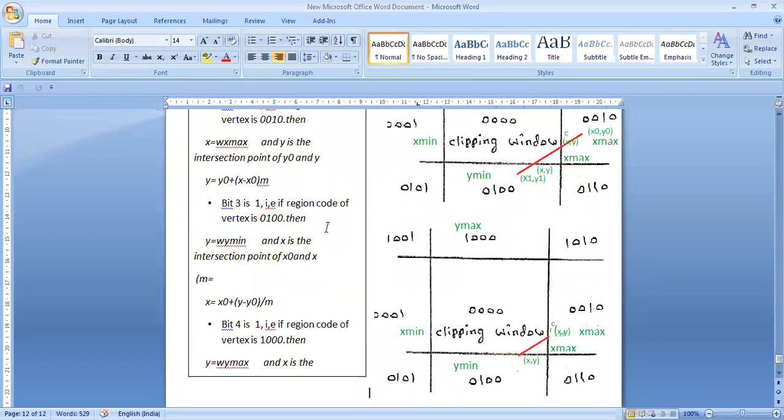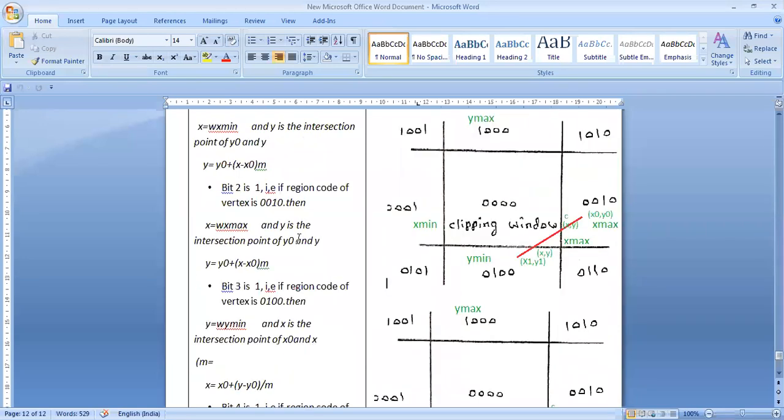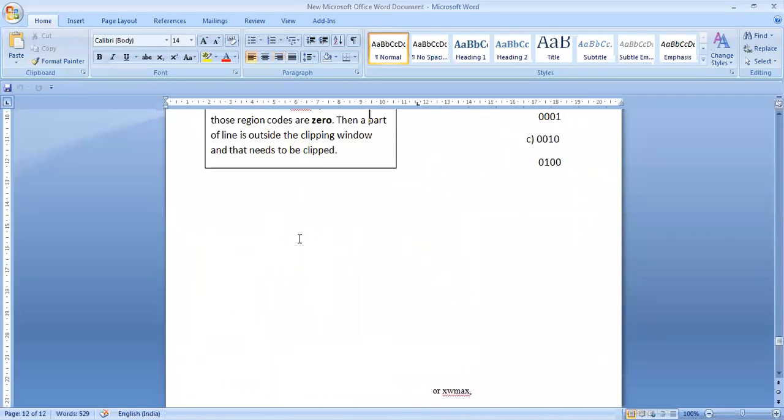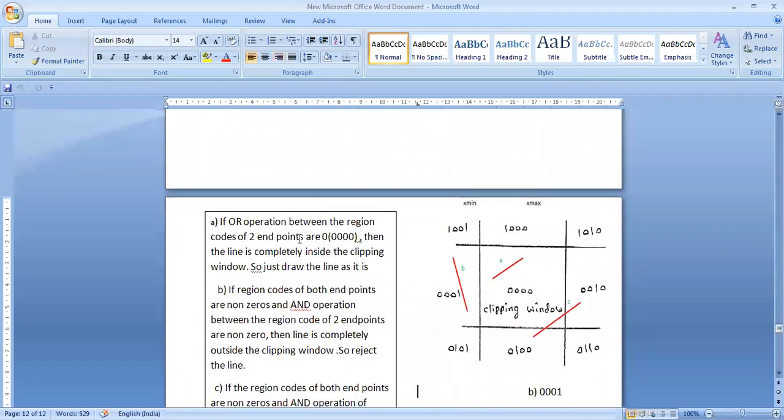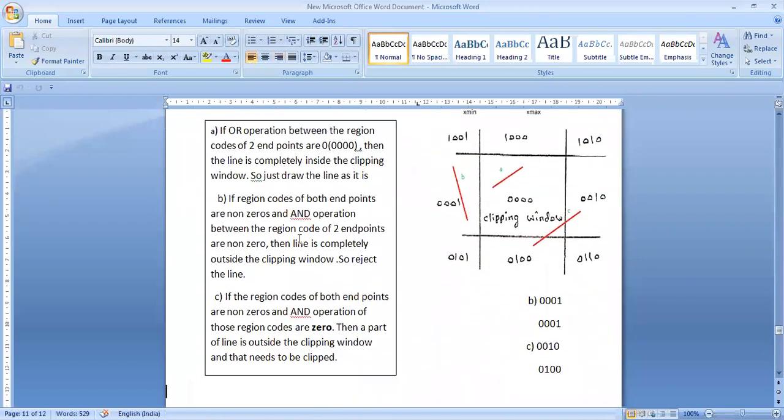First we should check whether the line is lying inside, lying outside, or part of it is lying inside and part of it is lying outside. If both the region codes are 0000 and the AND operation is 0, then it is completely inside. If both the endpoints are non-zero and the AND operation turns out to be non-zero, then it is completely outside. If both the endpoints are non-zero and the AND operation turns out to be 0, then part of it is outside and part of it is inside.